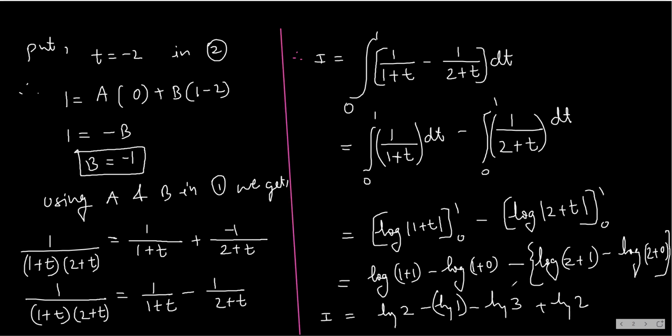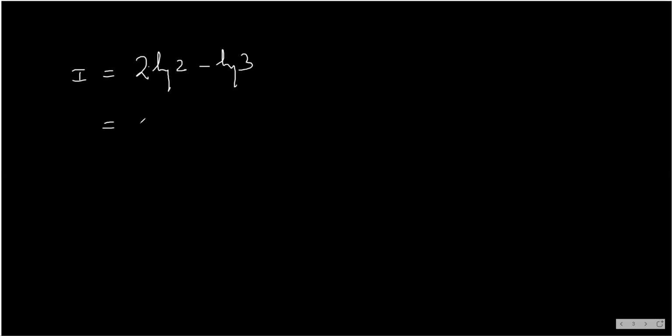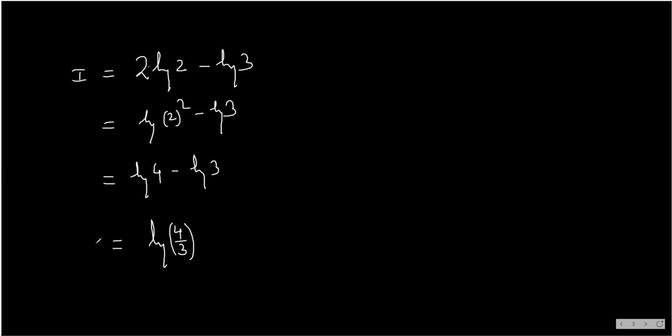Why 2 times log 2? Log 2 plus log 2 is 2 log 2, minus log 3. Log 1 is 0. So I have log of 2 square minus log 3. That is log of 4 minus log 3. So the answer is log of 4 upon 3. This is your final answer. Okay, very nice problem. You must do this once again. See the whole solution once again and solve this in your notebook.